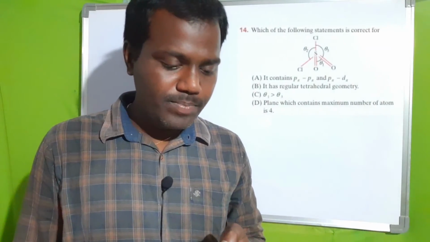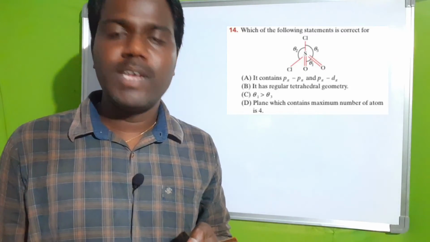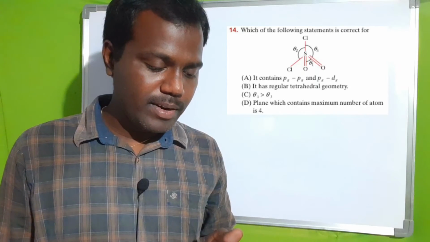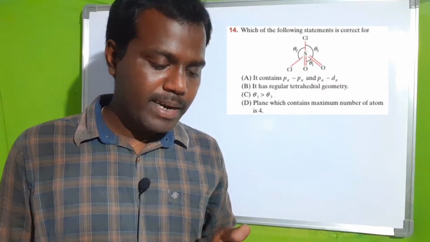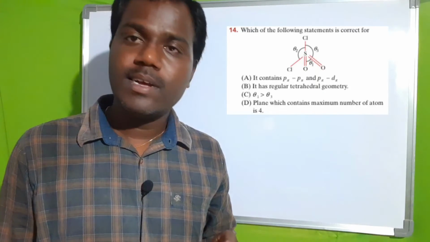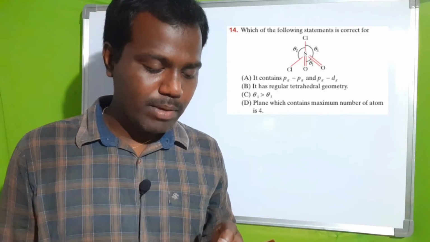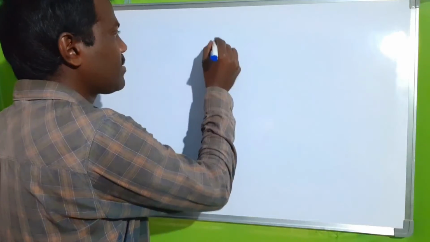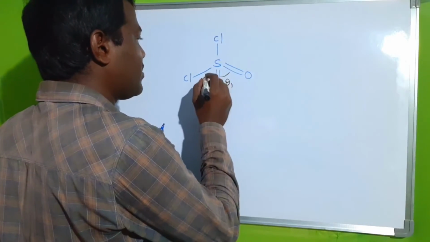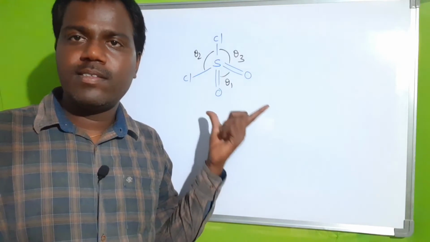Let us see the third question. Which of the following statements is correct for SO2Cl2? They gave the structure of SO2Cl2 here and they gave the bond angles. They gave four statements. Statement A: it contains p pi-p pi and p pi-d pi bonds. Statement B: it has regular tetrahedral geometry. C: theta 1 is greater than theta 3. D: the plane which contains the maximum number of atoms has 4 atoms. Let us check the solution for this question.